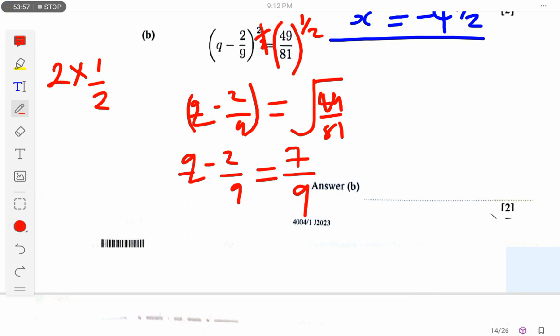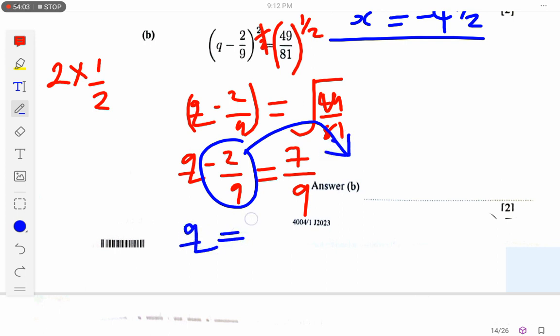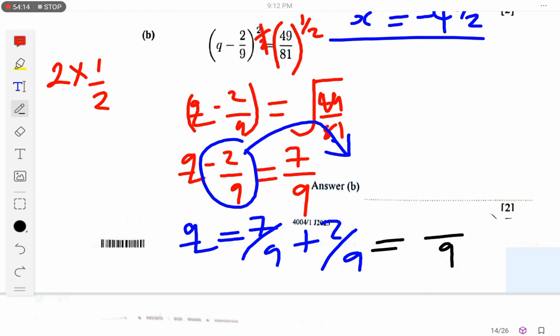So this is what I have at the end of the day. I can take this whole thing going this side and it becomes a plus. So I have q is equal to 7 over 9 plus 2 over 9. These are same bases, so it's a 9 base here. And then 7 plus 2, that's a 9. So our answer of q is equal to 1. Okay, let's move on.